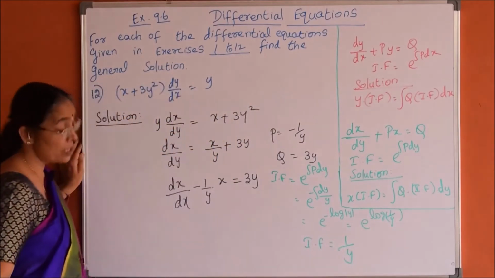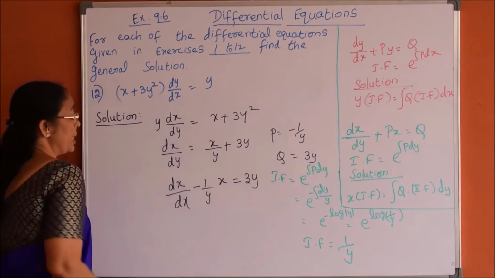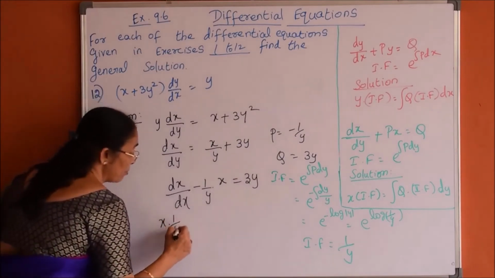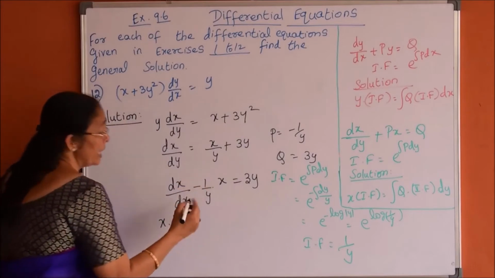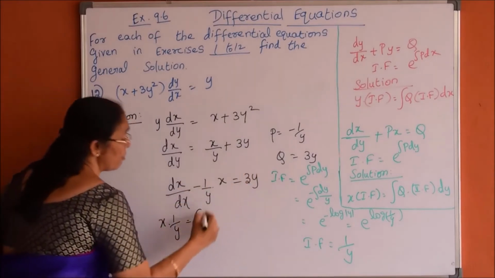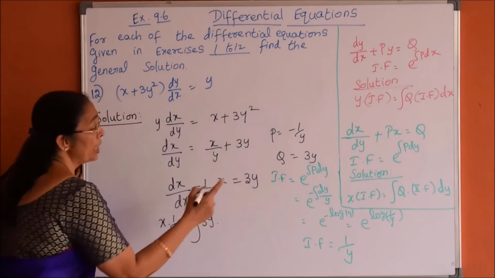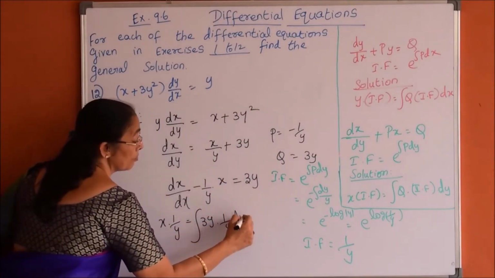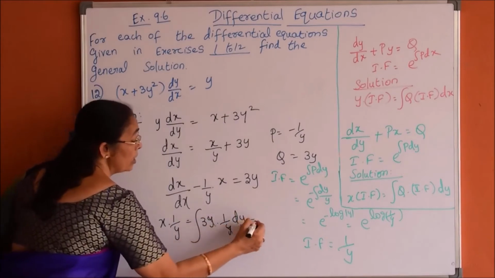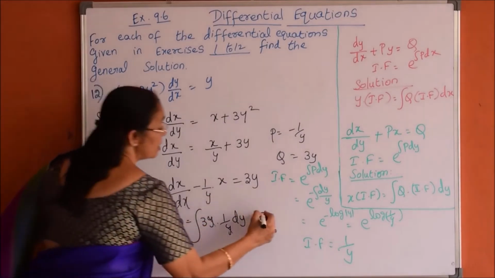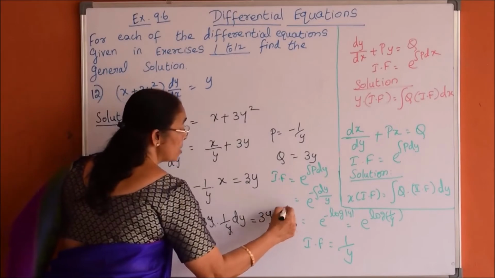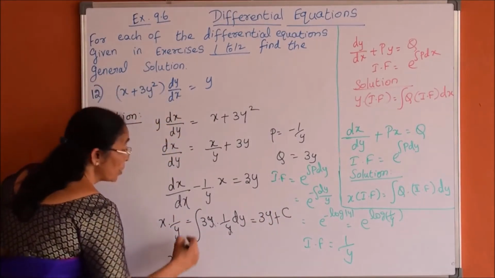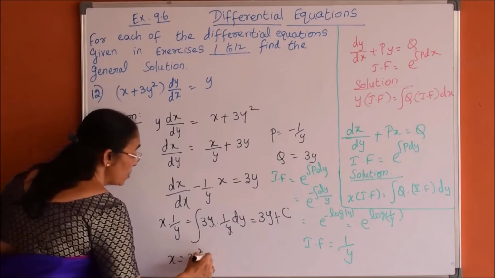Now, solution is x into integrating factor, x into integrating factor 1 by y is equal to integration of q, q is 3y, 3y into integrating factor 1 by y dy. So, y gets cancelled, simply 3 dy, which is 3y plus c, or x is equal to 3y square plus cy.